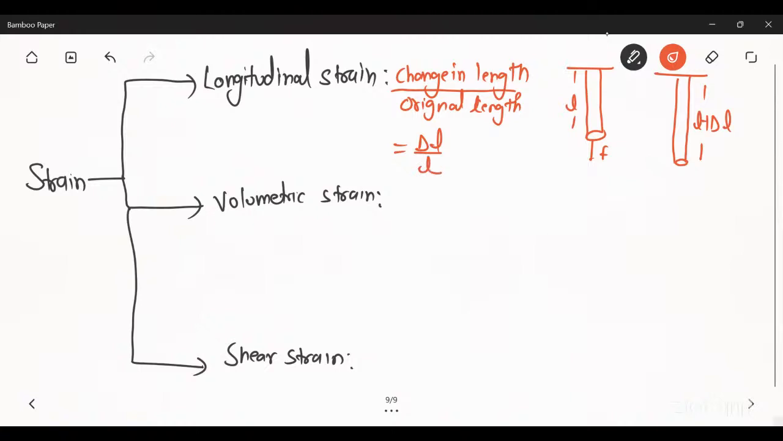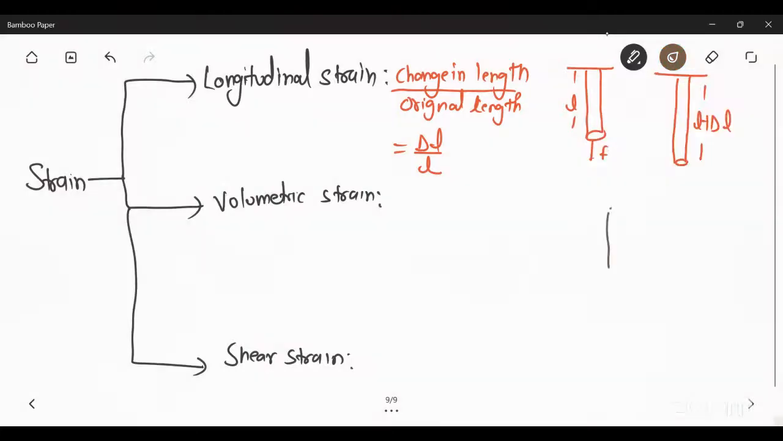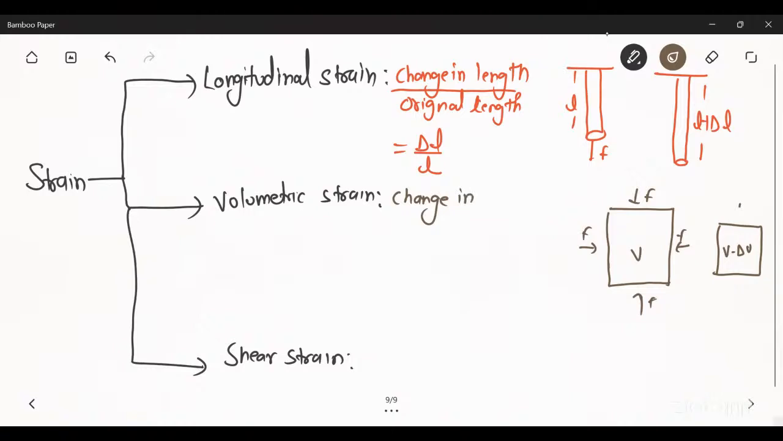Second is volumetric strain. Now consider a body which has volume V. Suppose this is the body of volume V. If I apply force from all directions, now what will happen? Its volume will change. Its volume will become V minus delta V. So what is the volumetric strain? Change in volume upon original volume.